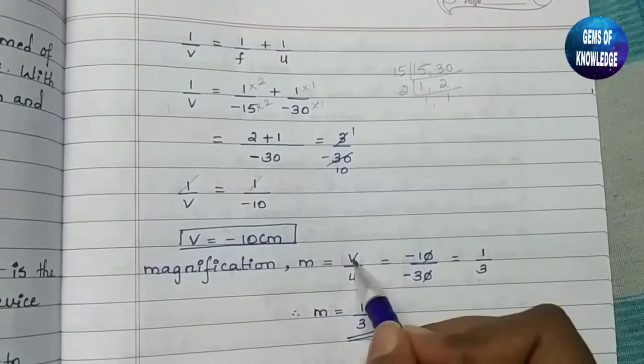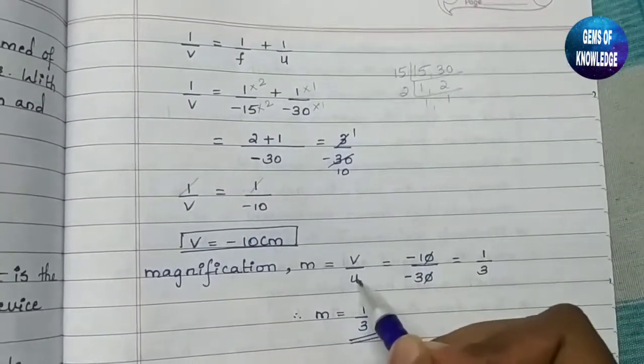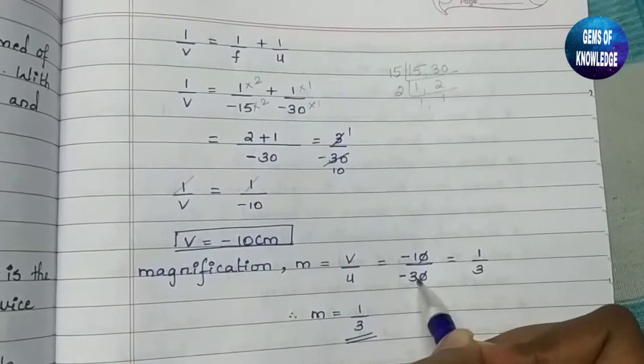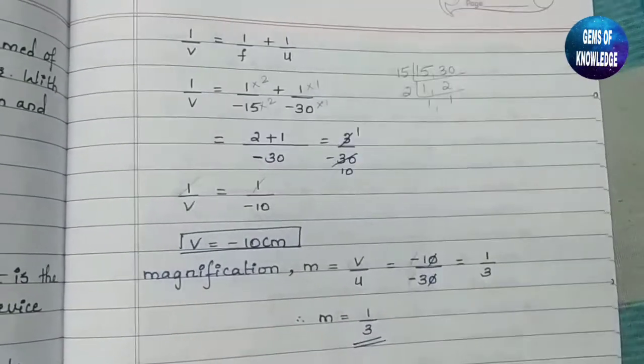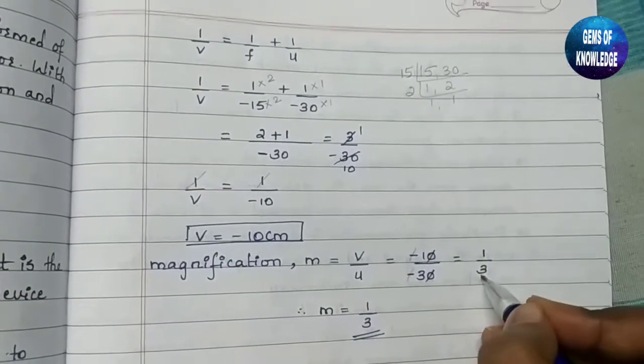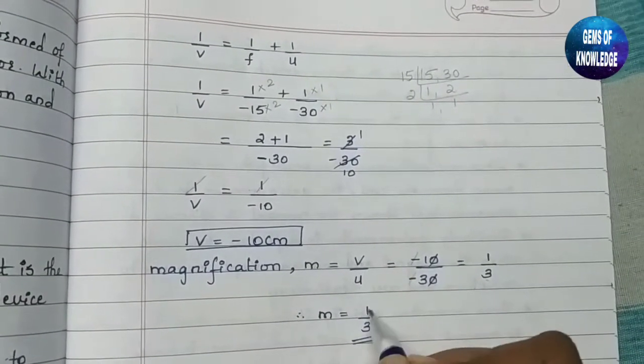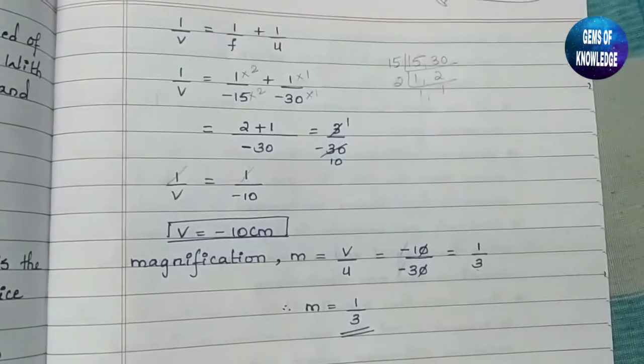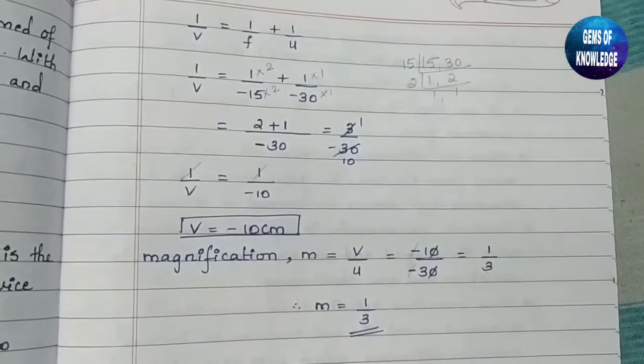Let us substitute value here. v is equal to minus 10 and u is equal to minus 30. So this minus and this minus get cancelled. The 0 and 0 get cancelled. What is remaining? 1 by 3 is remaining. So m is equal to 1 by 3. You are getting magnification equal to 1 by 3.